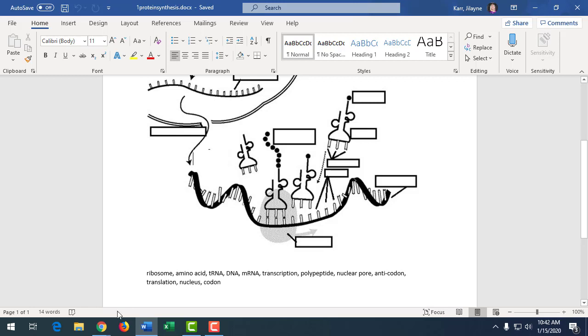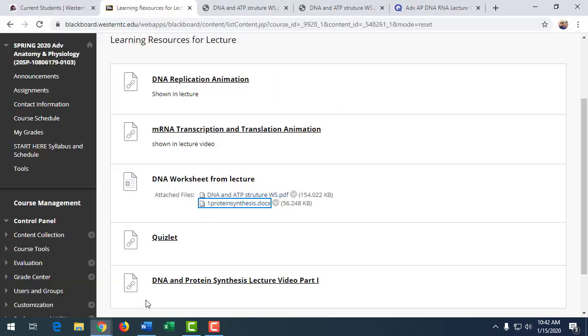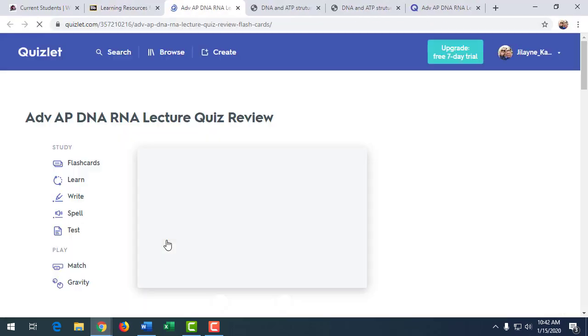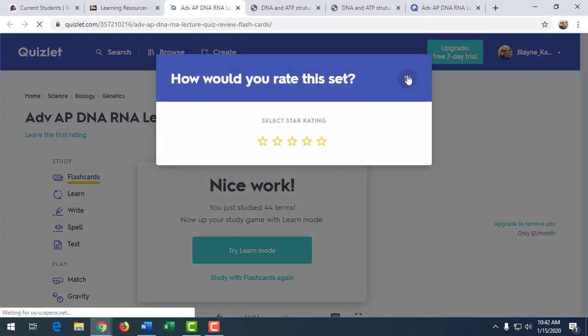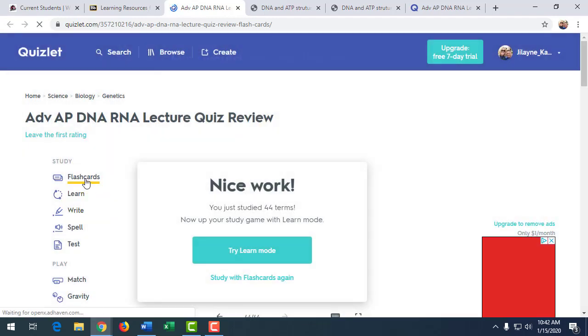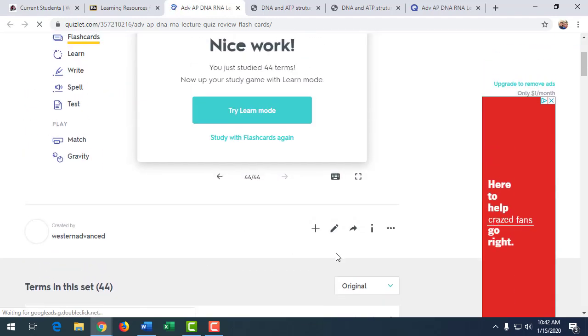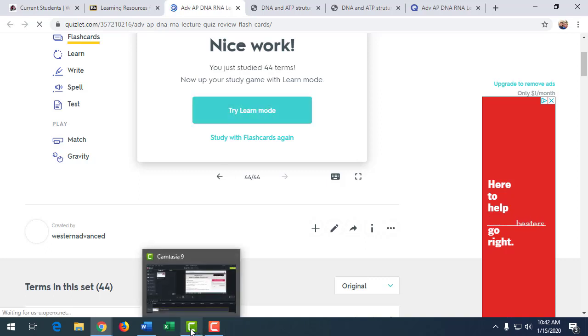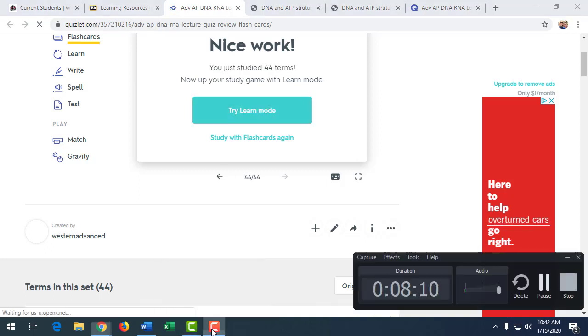So from there, I'd like to spend a little time looking at our Quizlet. And let's see how you guys do with this. So you can go through this and review for the upcoming test.